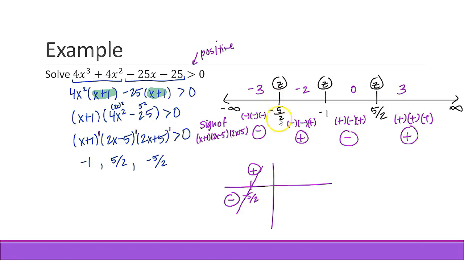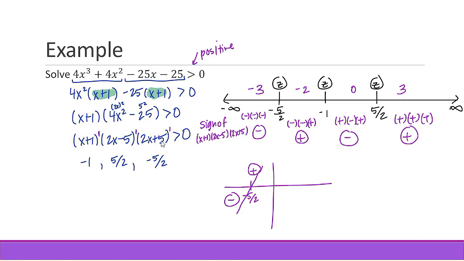So if the 0 comes from an odd multiplicity, that means my graph will have to cross the x-axis or cut through it and change sign. So we can see how they bounce between negative, positive, because every single factor had a multiplicity of 1. So at every 0, I'm going to have to change sign. So once I figured out the first one, sign of the interval was negative, I know I'm going to have to alternate. And that only works because the factors are odd multiplicity.